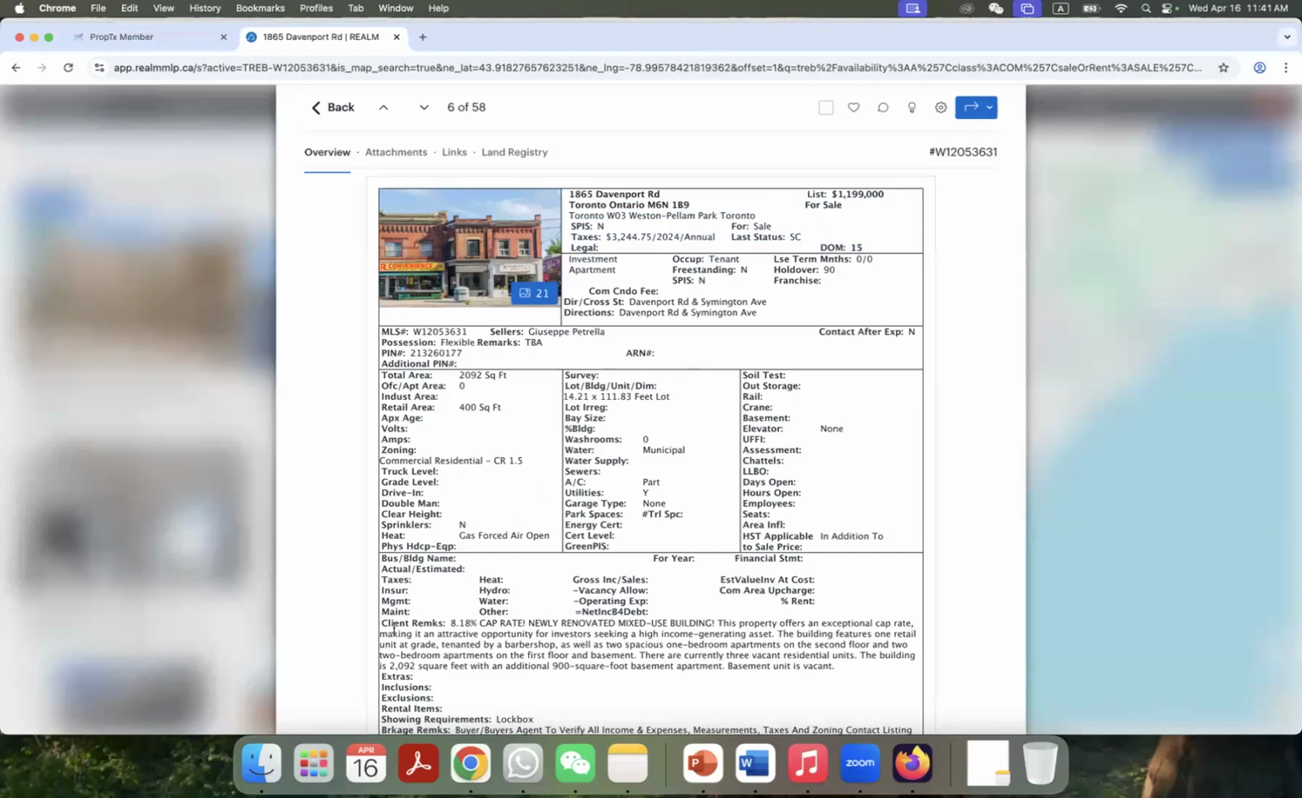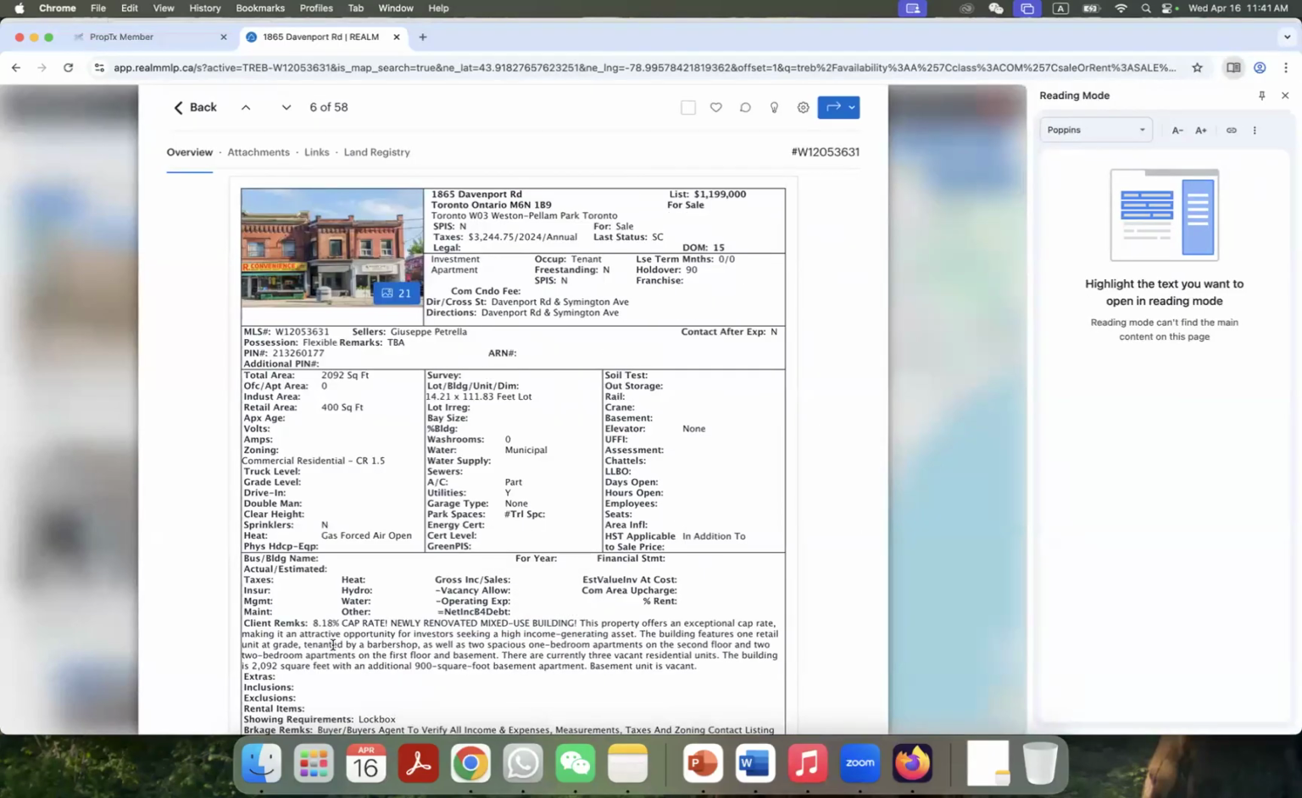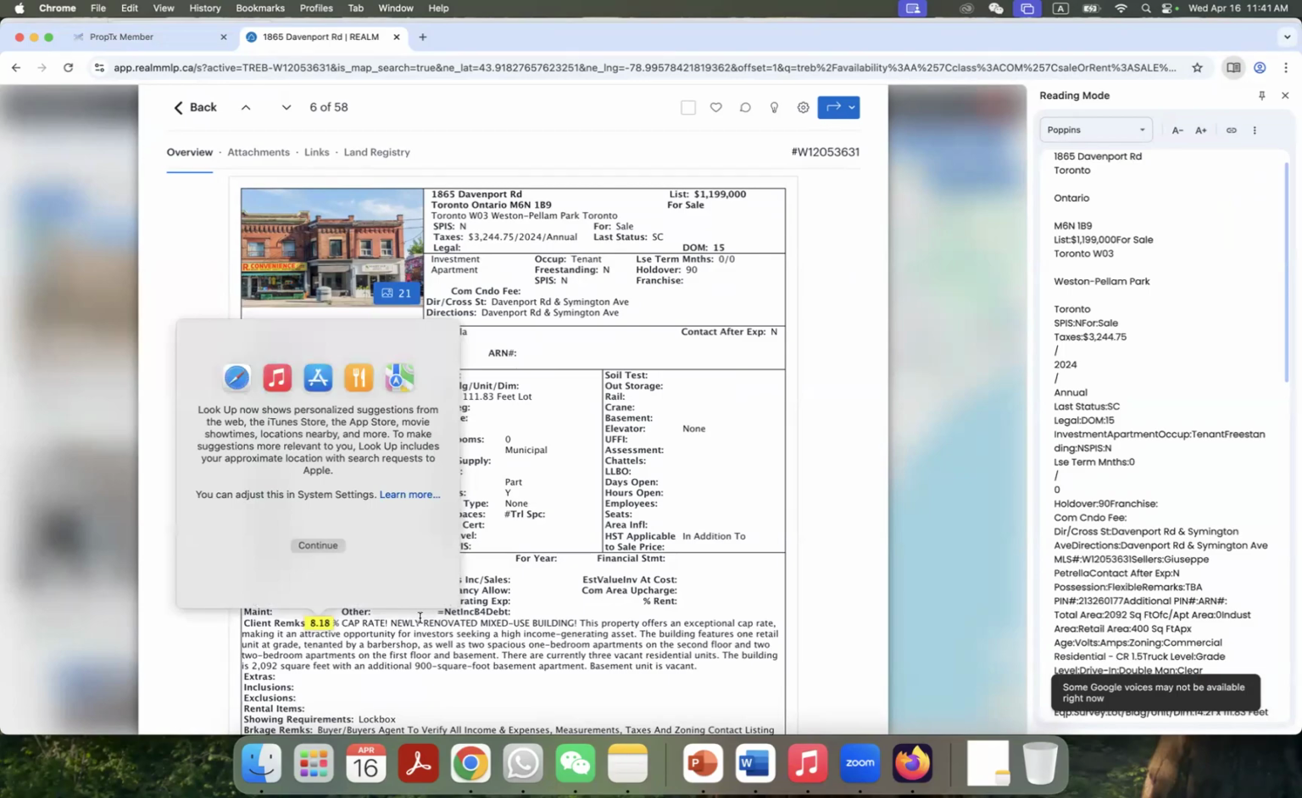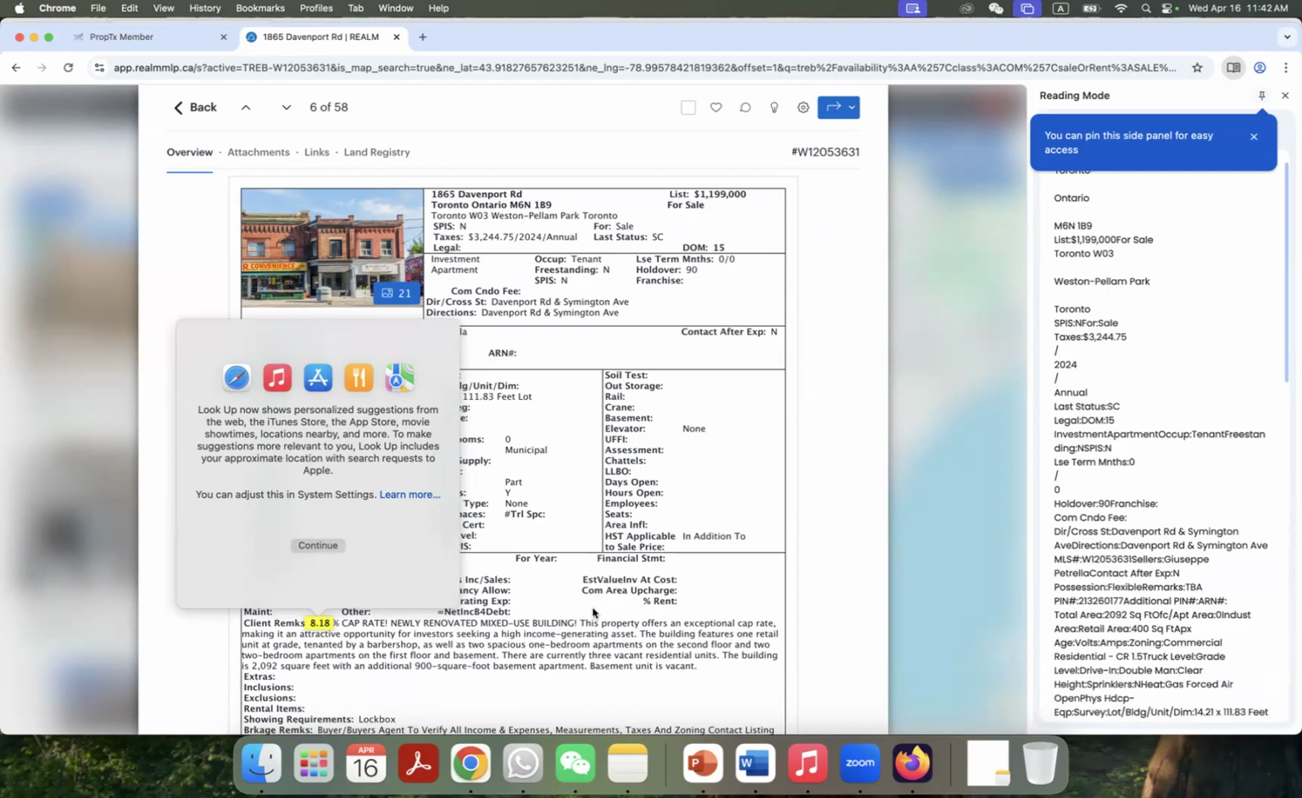And look at here, the client remark. Let's read it. I don't know whether it's right or not. The cap rate, look, 8.18. Look at there. That's called the cap rate. So that means they have a good income, right? In this location, I don't know whether it's possible, really.